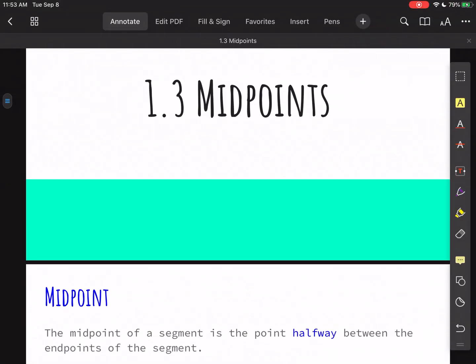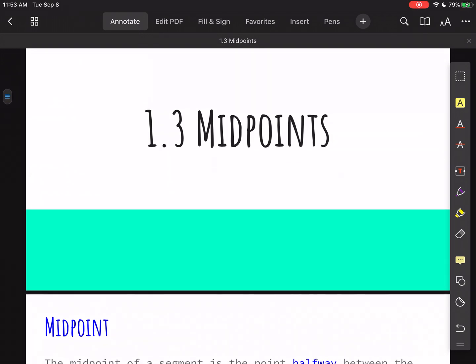Alright, geometry, welcome to 1.3 midpoints. Real quick, guys, right off the bat, what is a midpoint? A midpoint is just the halfway point, right? So, we could do a quick example here.